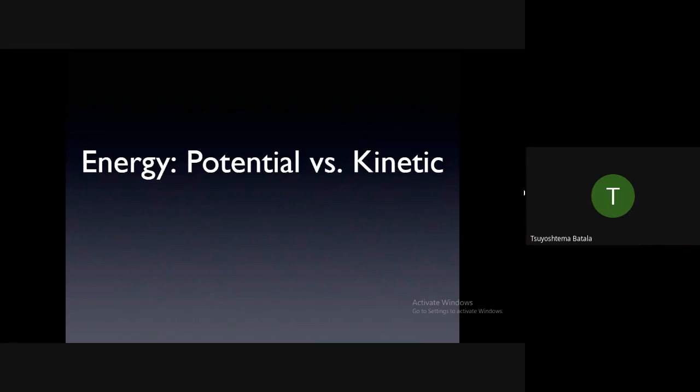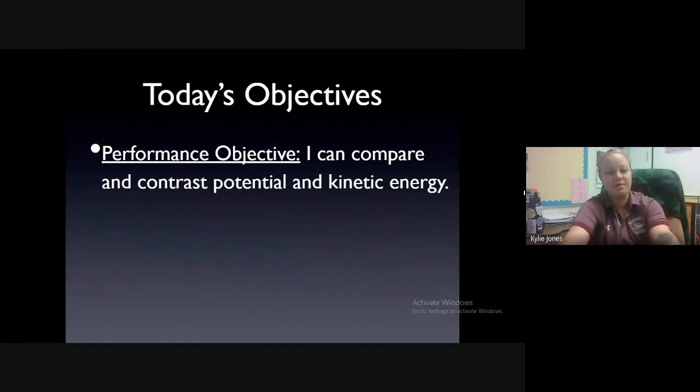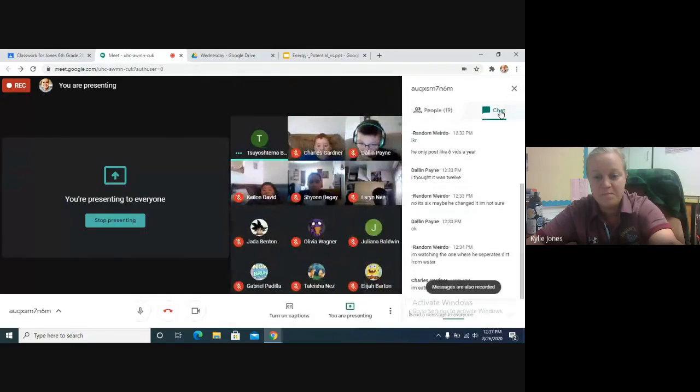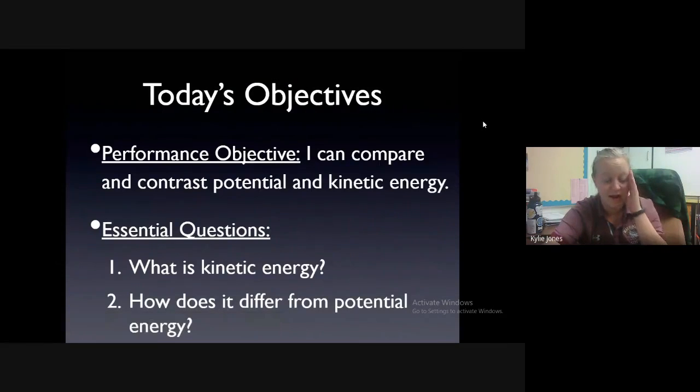Okay. All right. So today's objectives, we're going to talk about being able to compare and contrast, which is what you're going to do at the end, the different types of energy. So potential energy versus kinetic energy. And you should be able to answer the questions, what is kinetic energy and how is it different from potential energy by the time we're done with this and you've done the little assignment at the end. Okay, so that's the hopeful outcome of this.